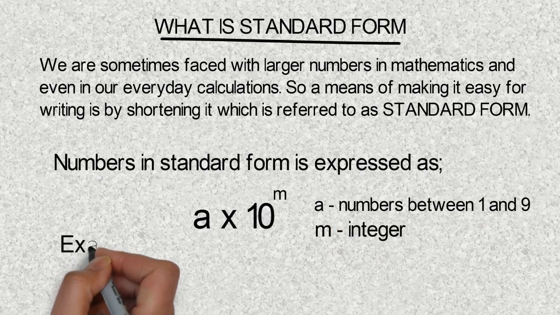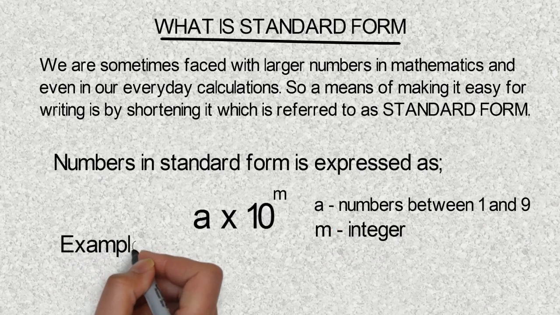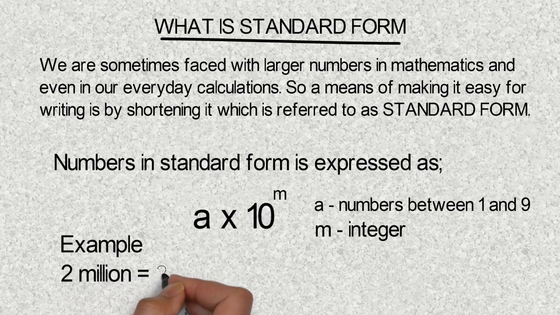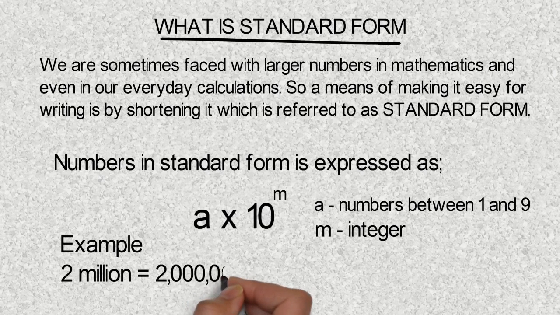For example, I have 2 million. 2 million in digits is expressed as 2 with 6 zeros. You might find it too clumsy writing these larger digits every time you come across 2 million in your calculation. A short way of writing it is standard form, which is expressed as 2 times 10 raised to power 6. I have 6 zeros, so I have 10 raised to power 6. It means 6 tens.